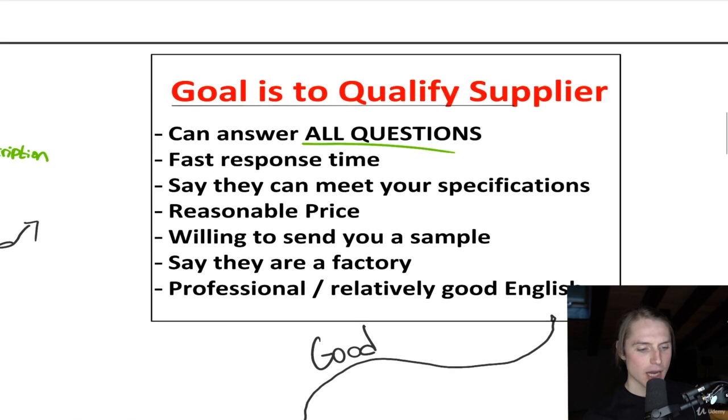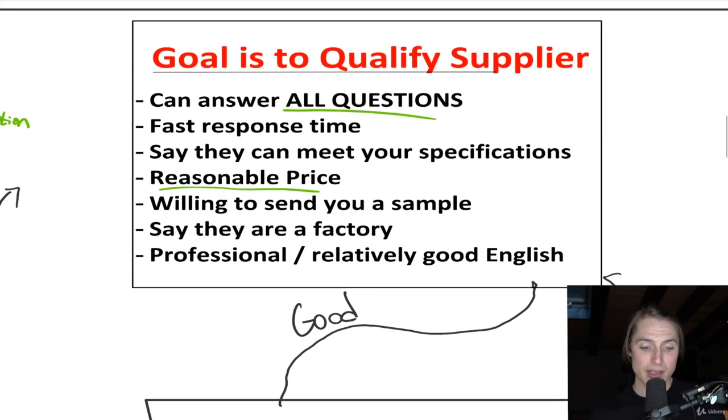And then, it's got to be a reasonable price at first. We'll negotiate that later. And then, are they willing to send us a sample? If they're not willing to send us a sample, then that's no bueno, because we need to see the product before we order it. And then you just straight up ask them, are you a factory or a trading company? And they should tell you.